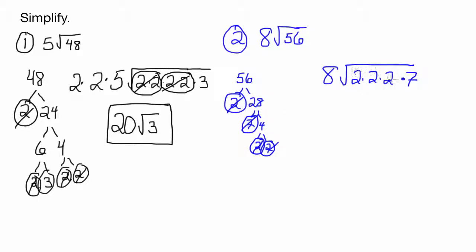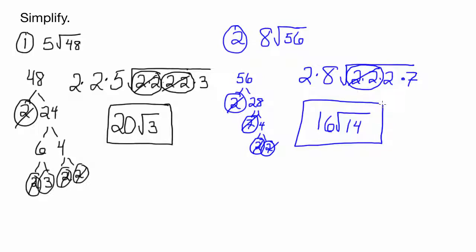Okay, so I'm looking for pairs. I have 2 2's here. So circle them, cross them out, bring one outside. Again, it's multiplication, and that 8 is already out here, so we just multiply it by 2. It's that simple. So 2 times 8 is 16 times the square root of. The 2 can't be paired with anything else. The 7 can't be paired with anything else. So that's just going to be 2 times 7, which is 14. So it's just going to be 16 root 14.